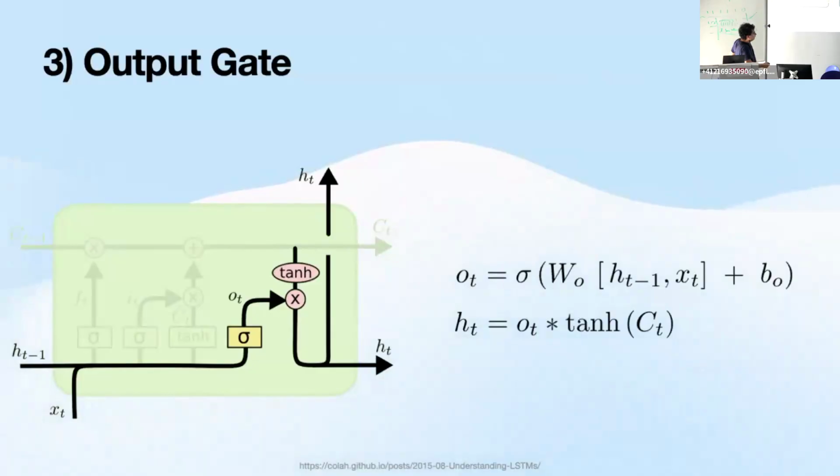O of T is a sigmoid of a weighted sum of the current input and the previous state plus bias again, and then we multiply it by the tangent hyperbolic of C of T. That's what they saw works in practice. So here, this was the line that we had, and we have a branch here, tangent H, and then we multiply them together.